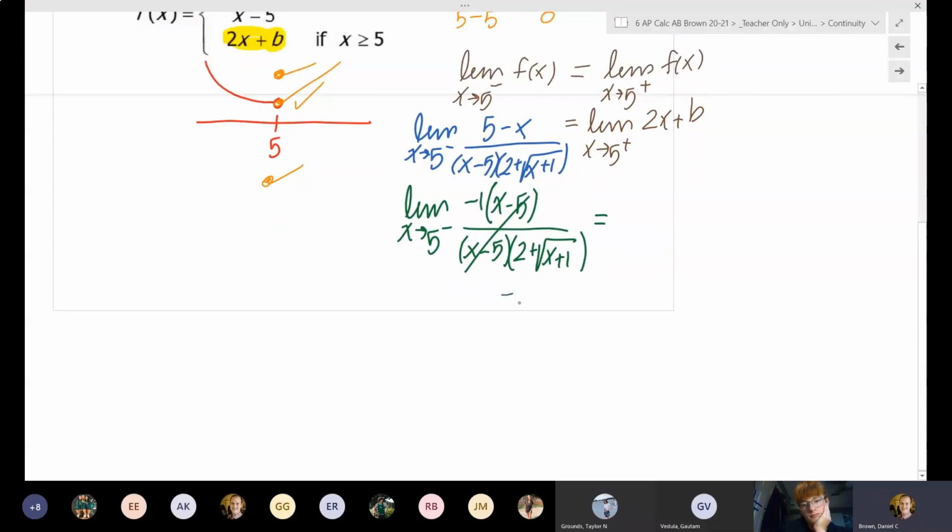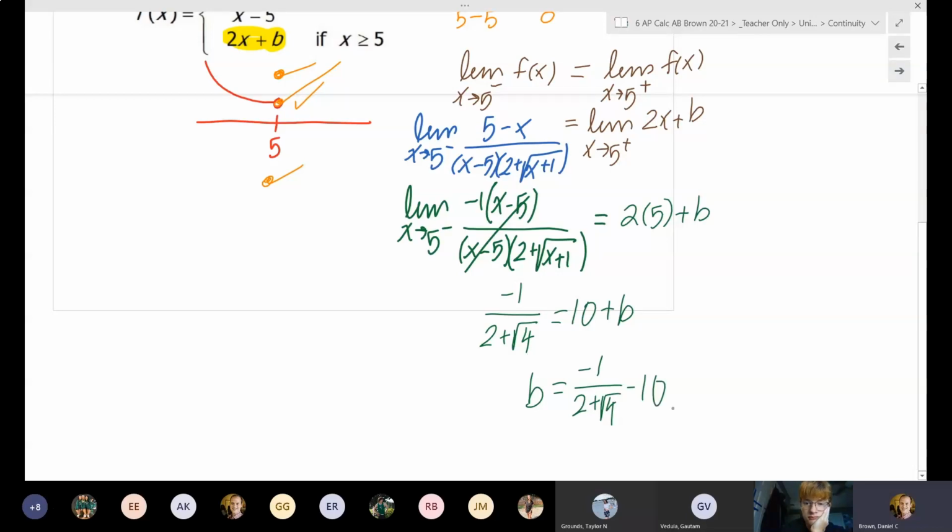So I have -1 over 2 plus the square root of 4. I erased it, so I'm going to rewrite it up here. 2 times 5 plus b, 10 plus b. So solving this equation, we have b is equal to this -1 over 2 plus the square root of 4 minus 10.